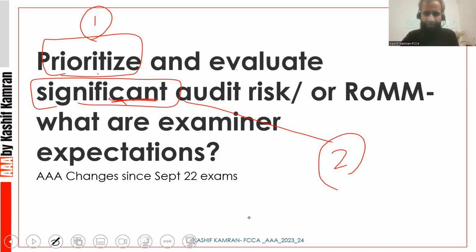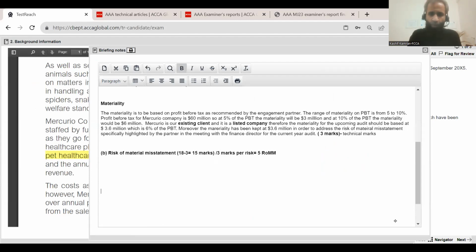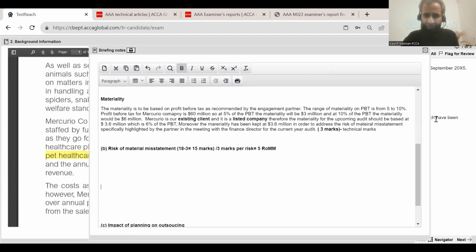Okay, we go to the case again. We have the risk of material misstatements. Now, we had 18 marks for risk of material misstatement minus the 3 marks we got for materiality. So you're left with 15 marks. 15 divided by 3, so we're writing 5 risks of material misstatement, right? Now, how would you do that? For example, we have already decided that the materiality level for us is $3.6 million. So anything above 3.6 will be a significant risk, monetary, quantitatively, right?